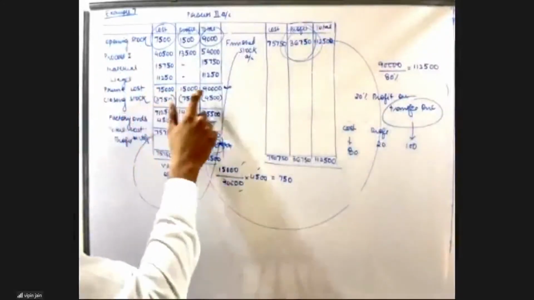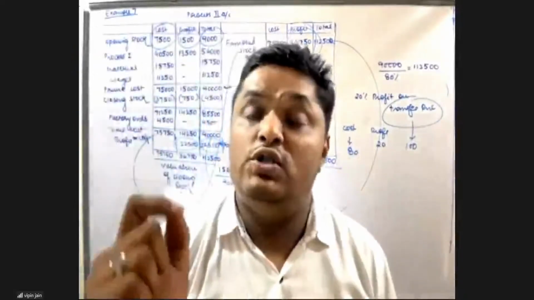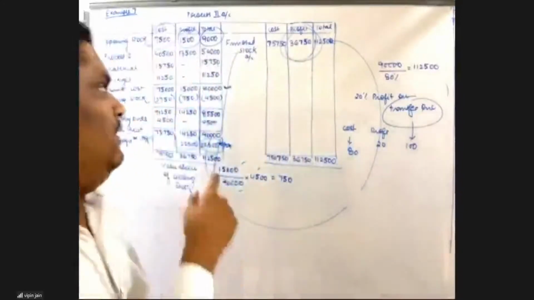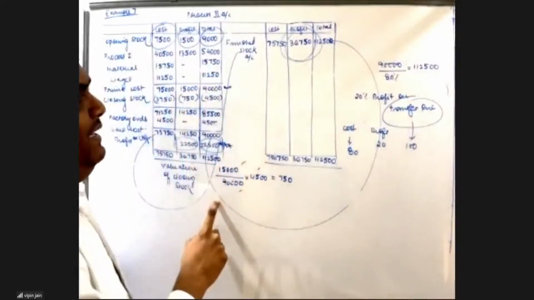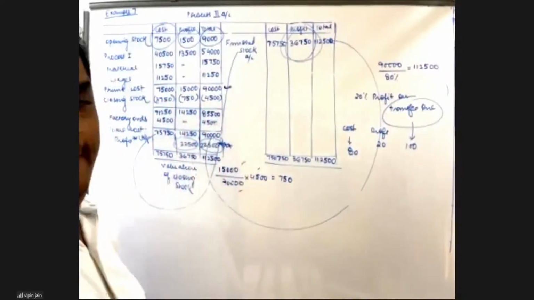Second point, the reason of this calculation is because closing stock is to be valued at prime cost. That's why I have calculated these figures, wherein 15,000 is the profit on 90,000. So how much will be the profit on 4,500? 750.